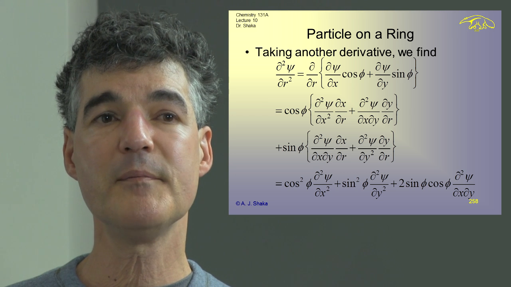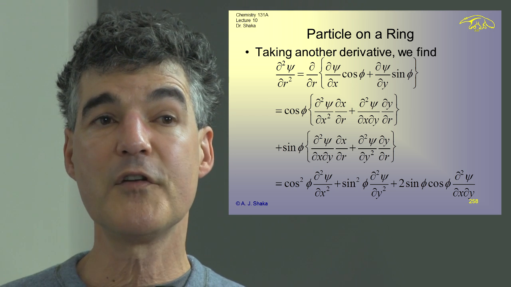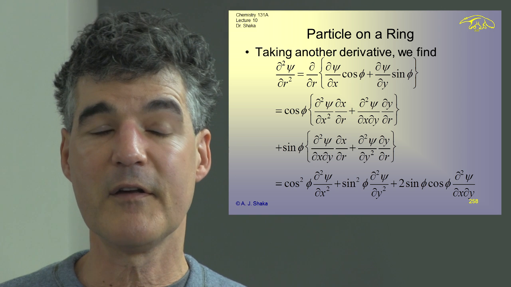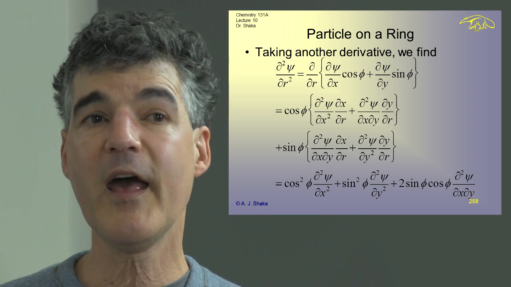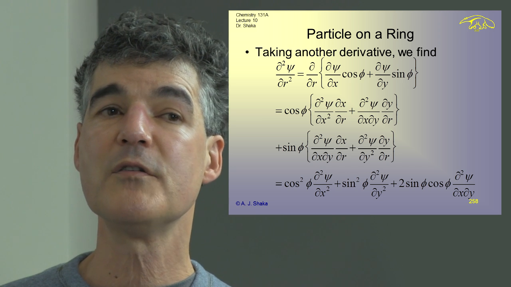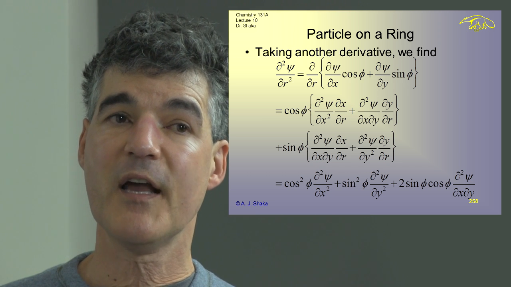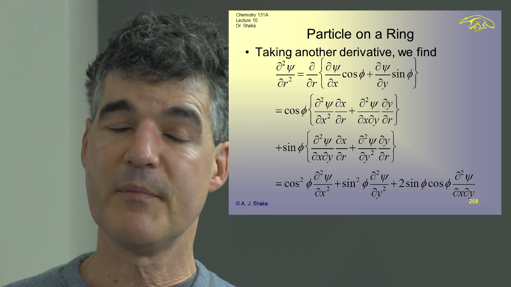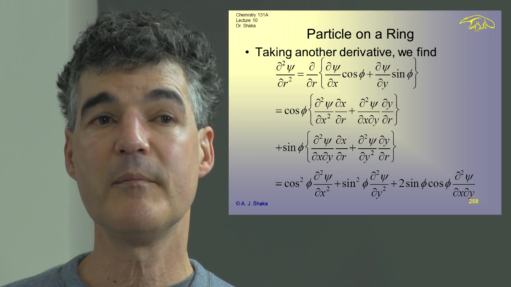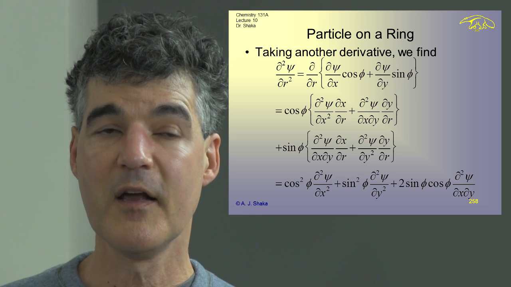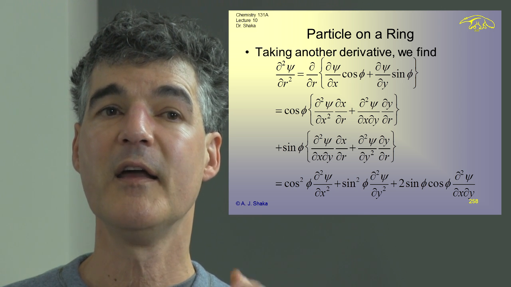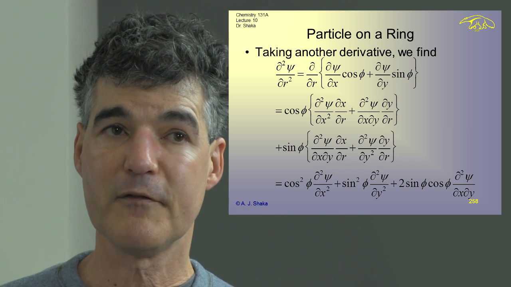And then we have sine phi times, again, two terms, both of them with a second derivative, dx dr, dy dr. And if we add all that up, we get cos squared phi times the second derivative of psi with respect to x squared, plus sine squared phi times the second derivative of psi with respect to y squared, plus 2 sine phi cos phi times the mixed partial derivative.